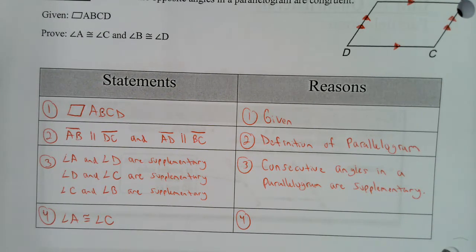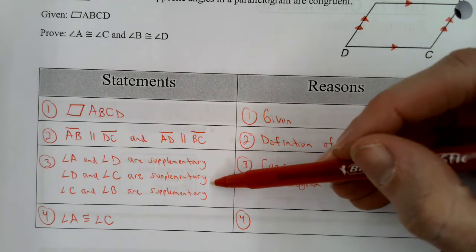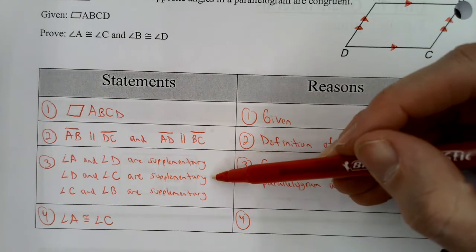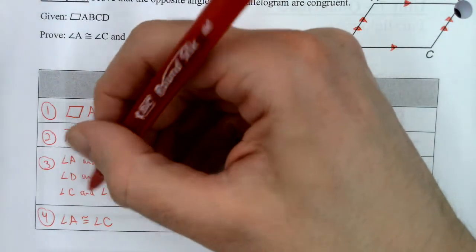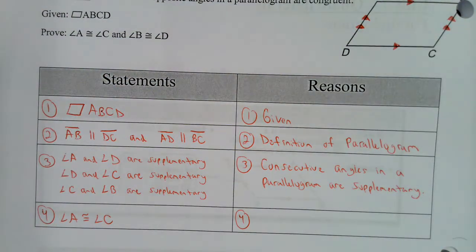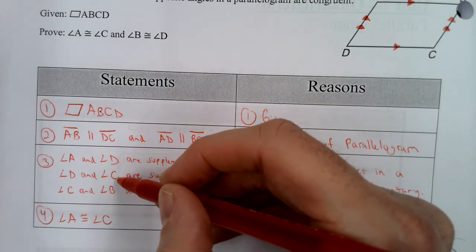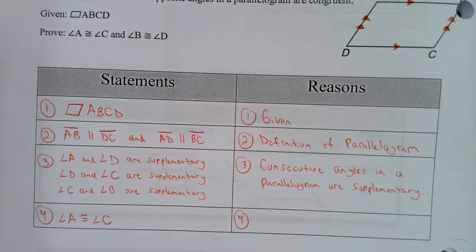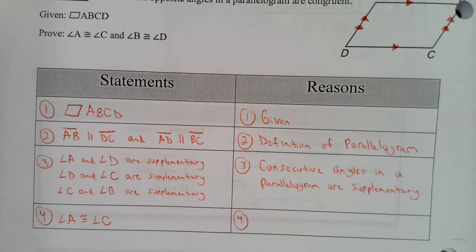By that same logic, let's look at the bottom two parts of statement 3. If D and C are supplementary and C and B are supplementary, that means B and D have to be congruent to each other because they're both supplementary to angle C. So let's pretend angle C is 50 degrees. I'm just making that number up. That means D has to be 130 because they're supplementary, and B has to be 130 because they're supplementary. So they're both 130, so they're the same.